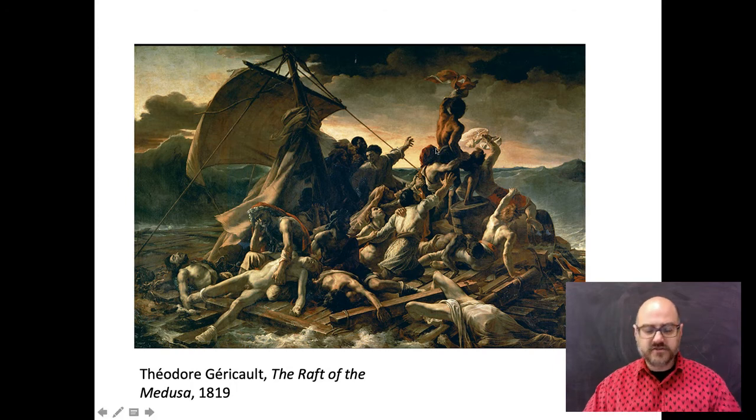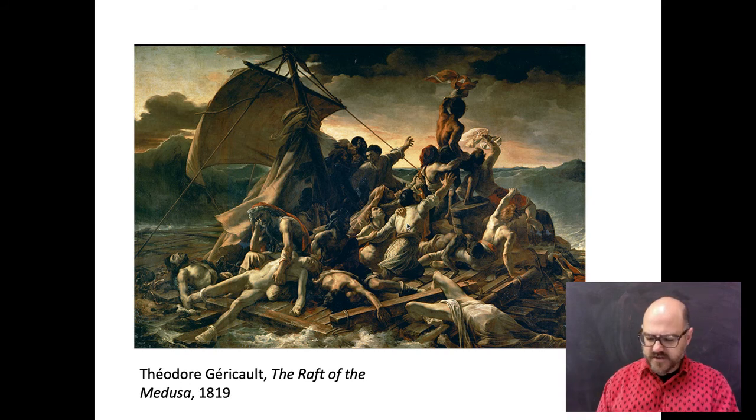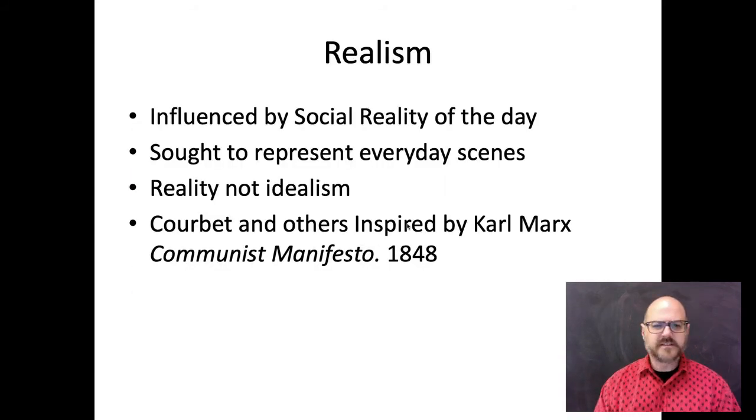But we do see nature, the sublime, remember this like horrific force, nature overtaking man. We still see that, kind of like Turner's Slave Ship. But here it's kind of turning a corner. It's going into something else. So this is this transition into realism. What is realism? Well, it's influenced by the social reality of the day. And it also sought to represent everyday scenes. It was reality and not idealism, where if you think about Romanticism was much more about the ideal and about kind of good versus evil and the sublime, thoughts of the Enlightenment.